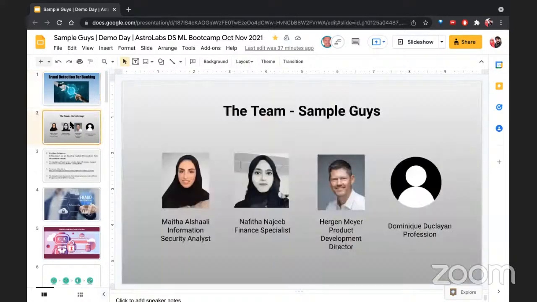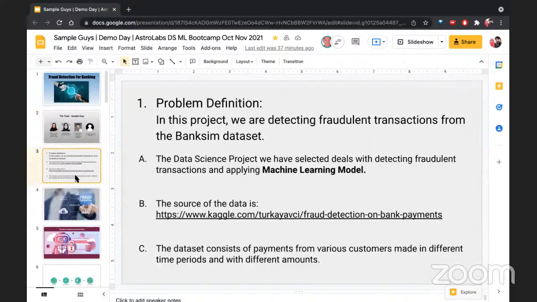And this is my team. I'm Nifita. I'm sorry, I forgot to introduce myself. Me and Hergen will be doing the presentation for today. These are my other teammates, Maita and Dominic. In this data science project, we were detecting fraud transactions from a banking data set, and we were trying to come up with a machine learning model which can detect whether a transaction is fraud or not fraud. The data set consists of payments from different customers made in different time periods and with different amounts.